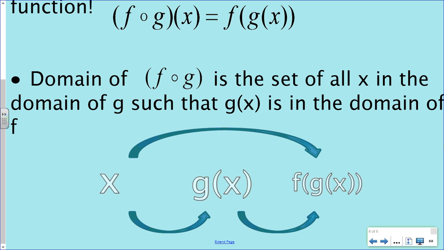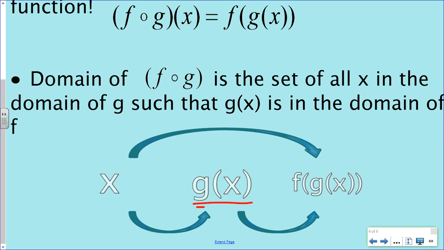Okay, so I kind of have this picture here. Domain are the x's that we can plug in. So if we are taking f composed with g, g is our inside function, right? So first we're going to have to be able to take x's and plug them into g. And then we plug those numbers into f. Okay? So really, the domain of f isn't super important.